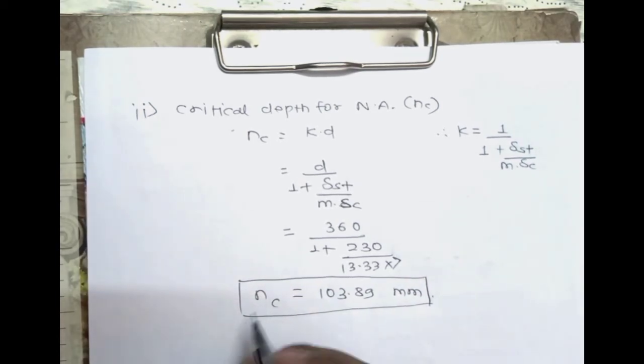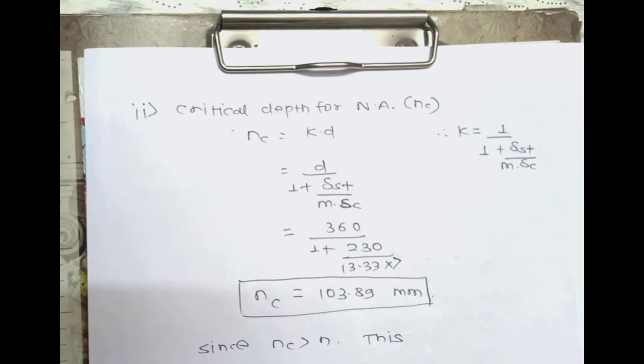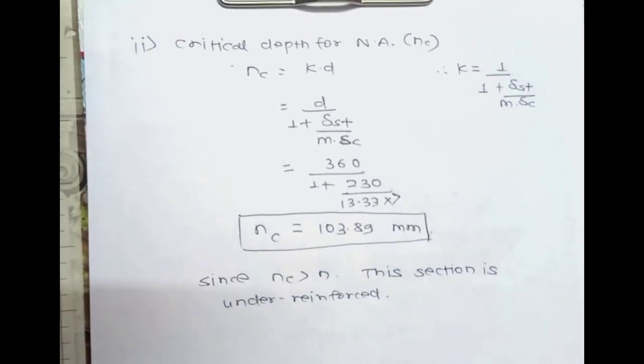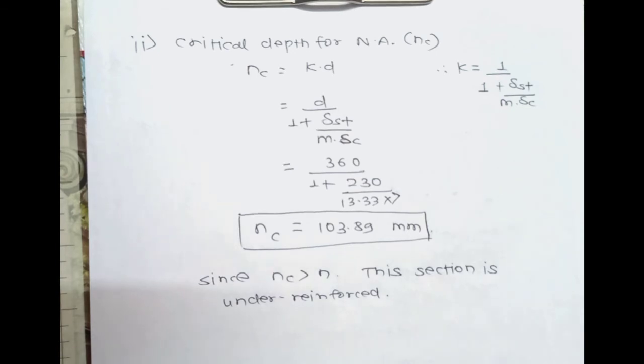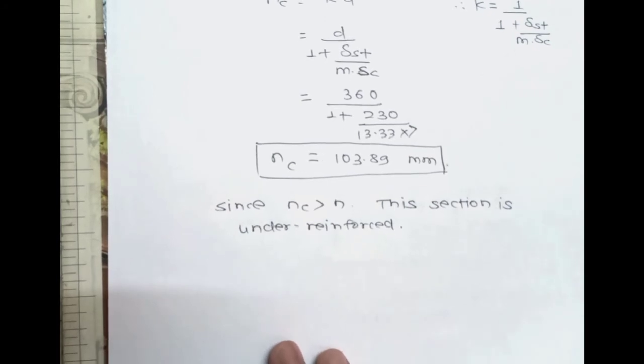Now you can compare the values of n and nc. You will see that nc is greater than n. So this condition is of an under reinforced section. So this section is under reinforced. Now we can find the moment of resistance.